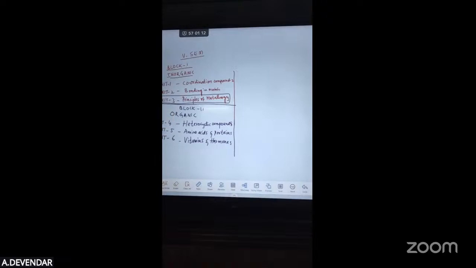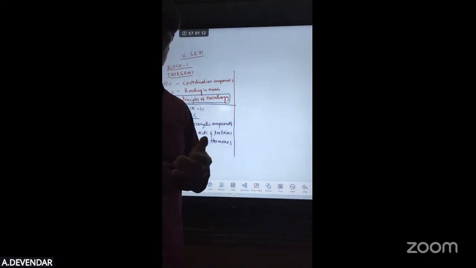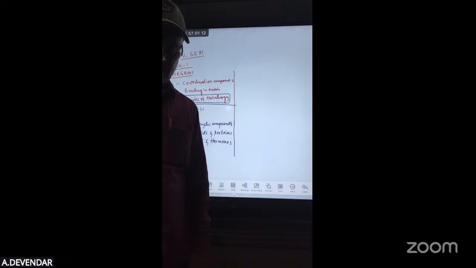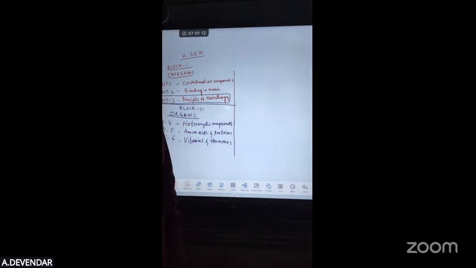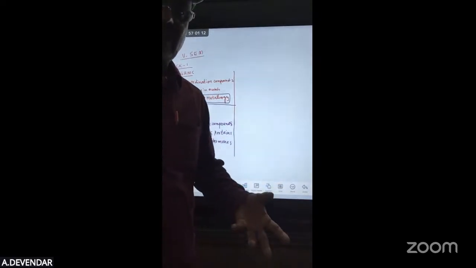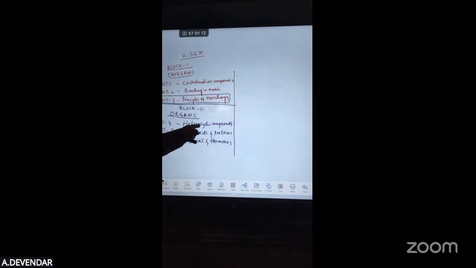Now coming to the organic parts. These organic parts have heterocyclic compounds. It's the extension. Already you know aromatic hydrocarbons; heterocyclic means we have other, not homogeneous, molecules. Hetero means other than carbon and hydrogen, you may have nitrogen, oxygen, sulfur or halogen. Those are called heterocyclic compounds.